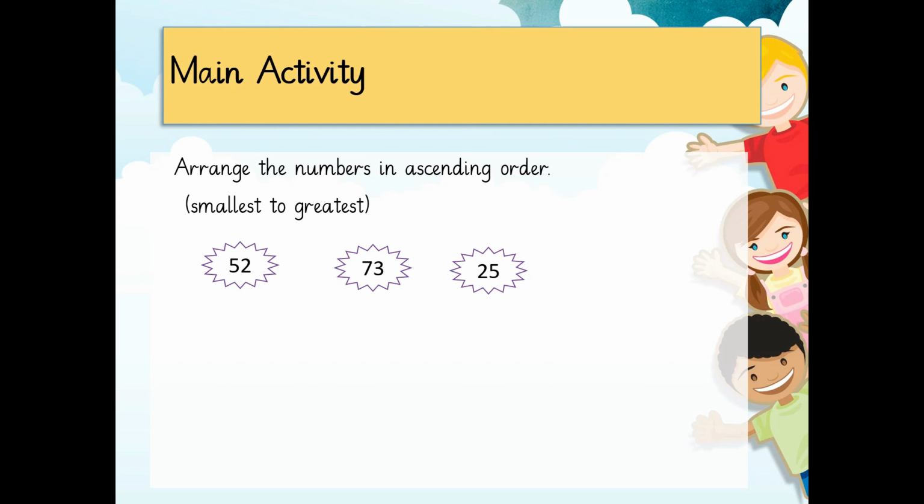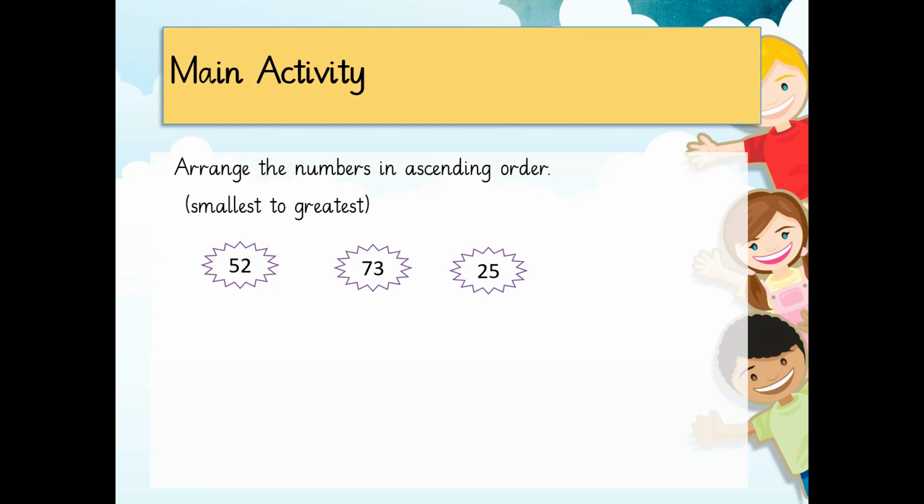Alright, after doing practice with different sets of numbers for comparing different numbers, let's do this time with more than 2 numbers. If we have a set of 3 numbers, how can we compare it to arrange these in ascending order? Ascending means increasing order from smallest to greatest. If we have 3 numbers, 52, 73 and 25, you have to compare first of all the highest value given over here, that is tens.